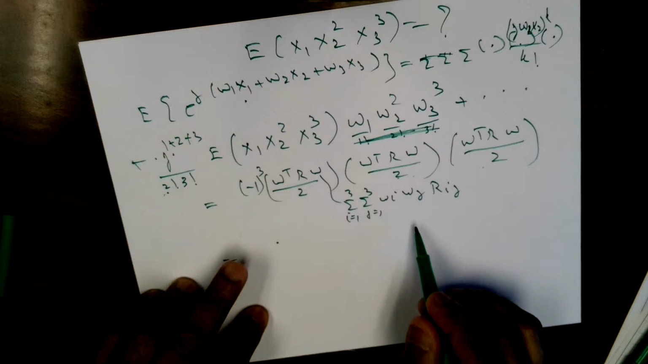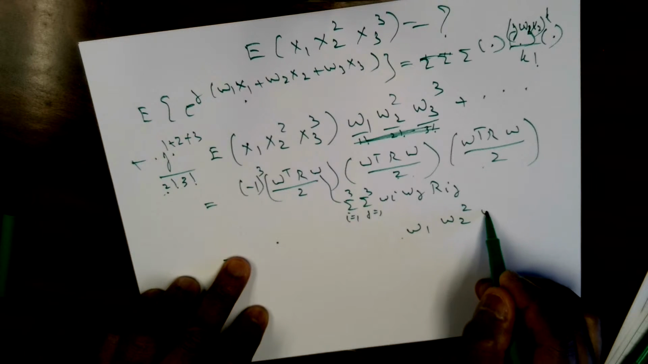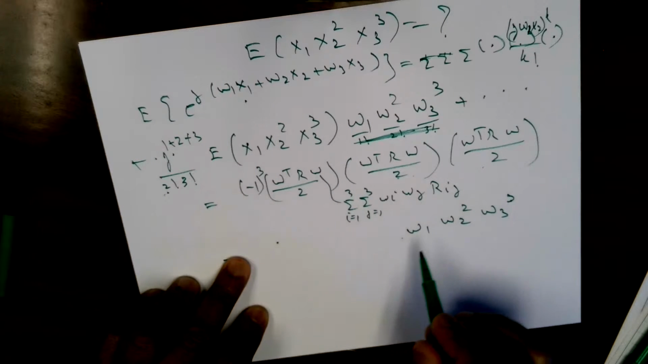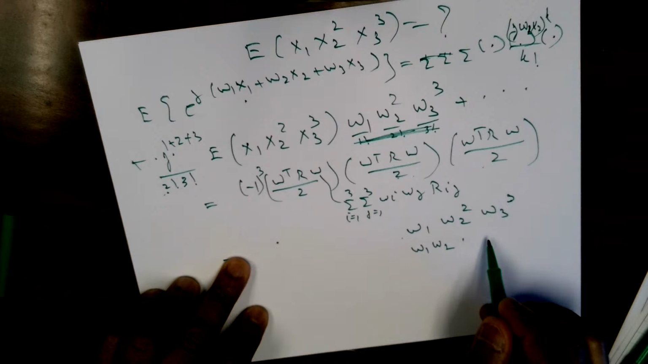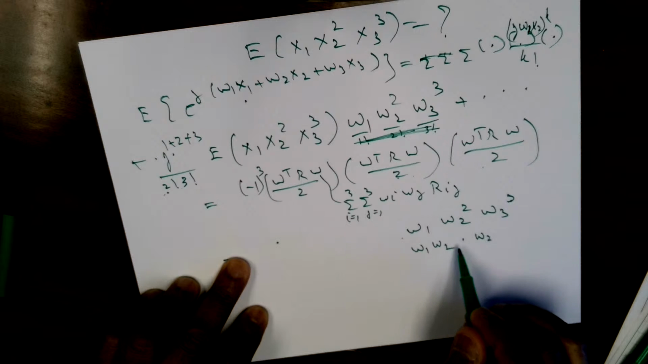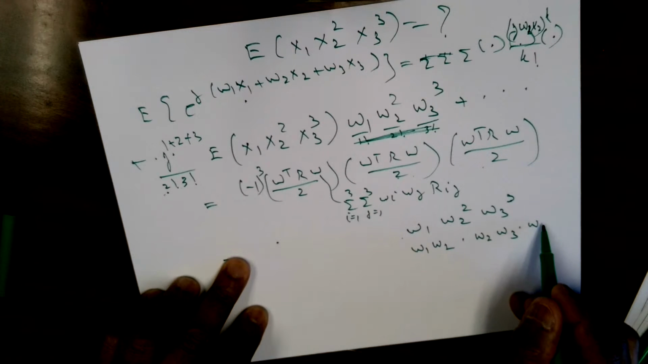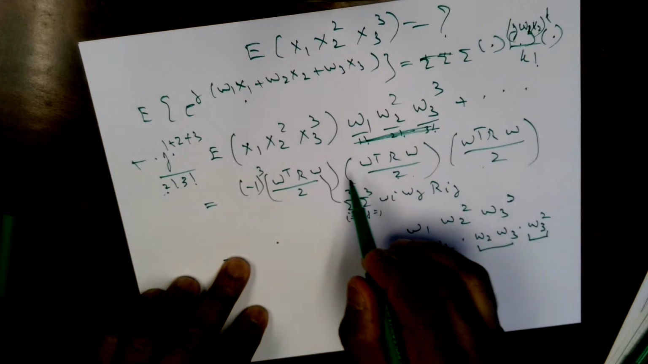So first of all, before we proceed, I'll give a little more clue. We want omega 1, omega 2 squared, omega 3 cubed. So you need terms like omega 1, omega 2 multiplied by omega 2, omega 3 multiplied by omega 3 squared. So we need terms like this.